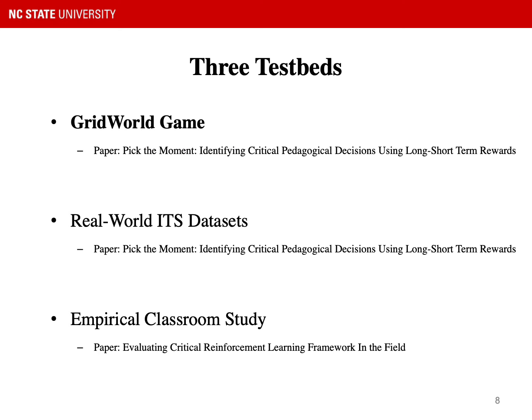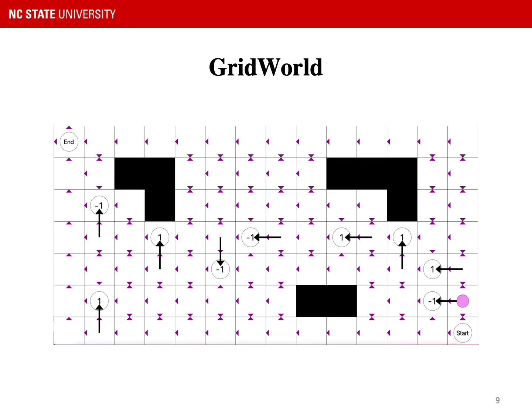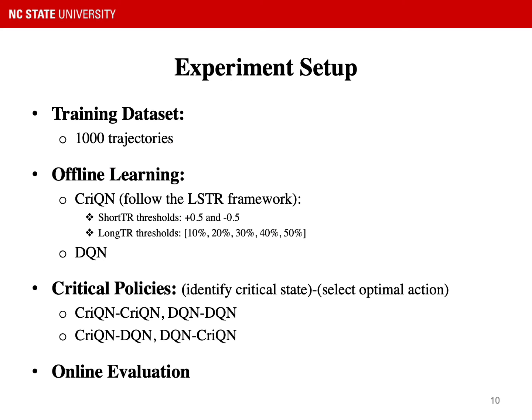Then we evaluated our framework on 3 test beds: an ideal grid-world game, a real-world ITS dataset, and an empirical classroom study. This is the interface of the grid-world game. The goal of the agent is to collect as much reward as possible. In the experiment, we first collected the training dataset by taking random actions and applied InferNet to infer the immediate rewards. Second, we do offline learning to induce the CDQN and DQN policy.